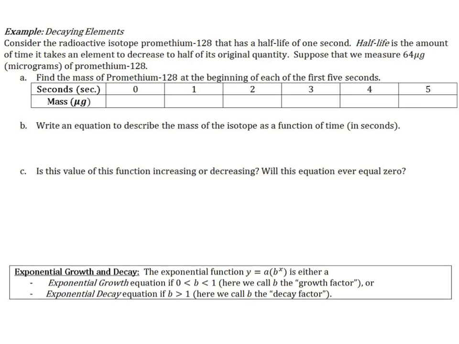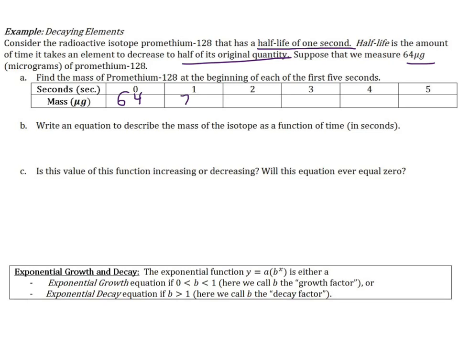A lot of times in real life we have shrinking things like radioactive isotopes. Here we've got some radioactive isotope promethium-128. And these radioactive elements have something called a half-life. The half-life is the amount of time it takes for that element to decrease by half, or 2/2, of its original quantity. All right, so let's say we've got 64 micrograms of promethium-128. So we're going to start out with 64 micrograms, okay? And it has a half-life of 1 second. So this stuff is disappearing really quickly.